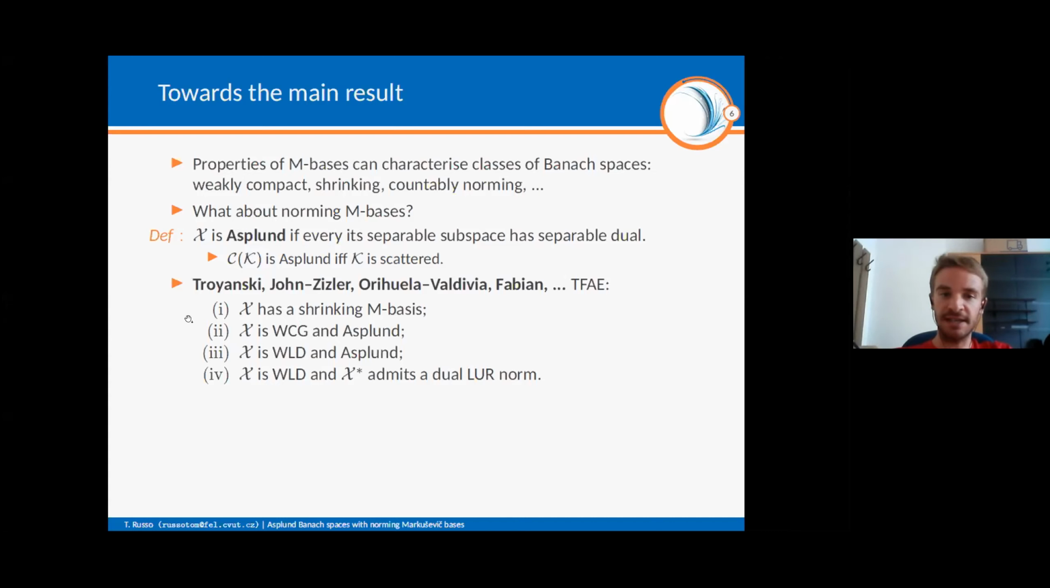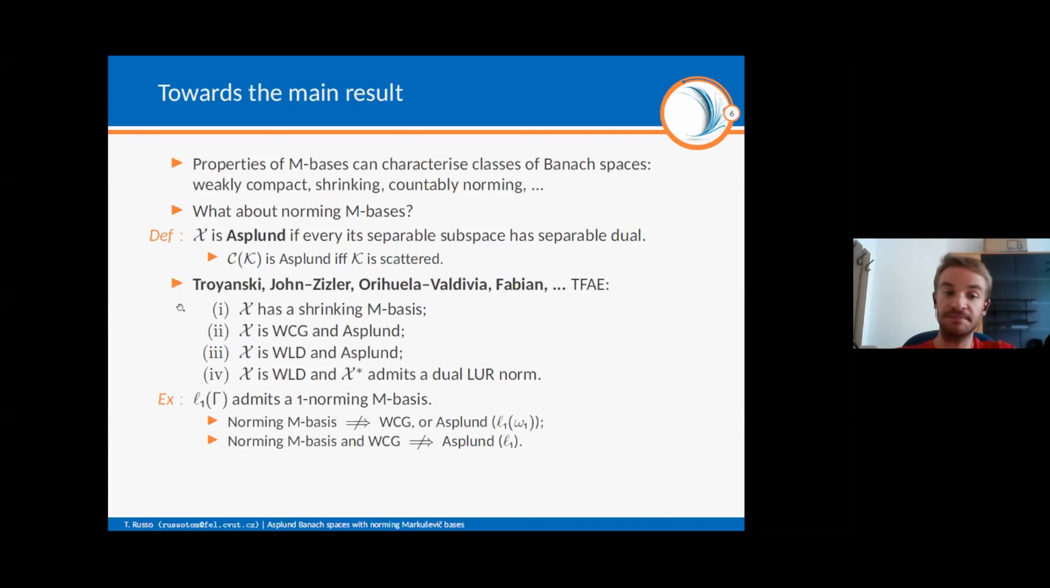So as you see, this is a very elegant characterization of spaces with a shrinking Markuševič basis. And since norming is weaker than shrinking, one might wonder if this result might give an indication of what a norming basis might be around to characterize.